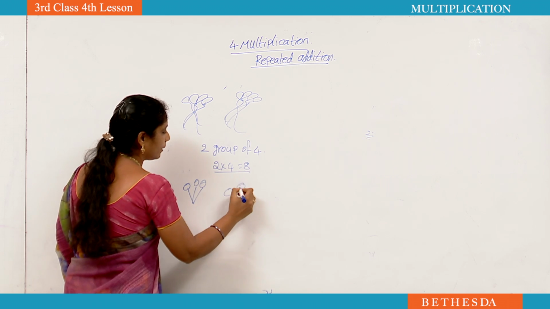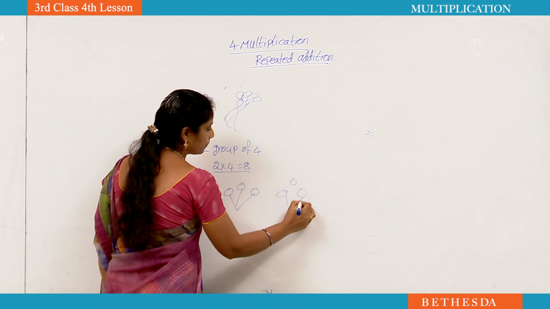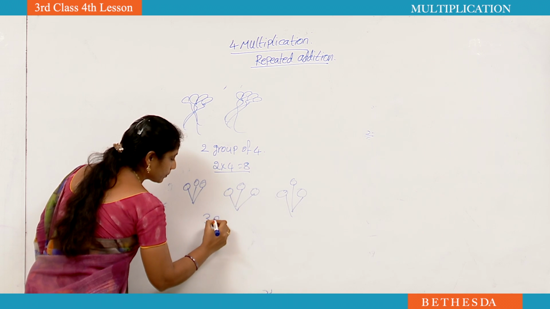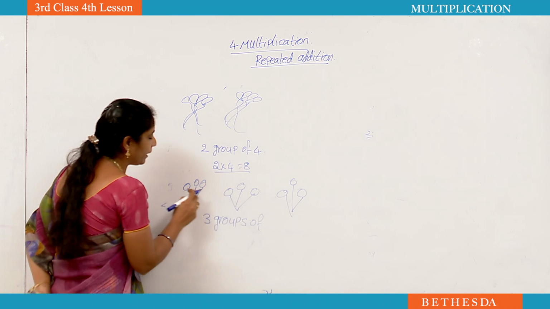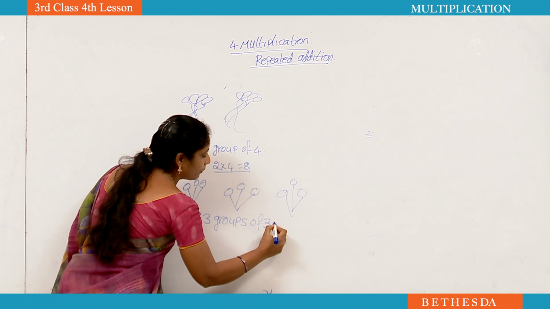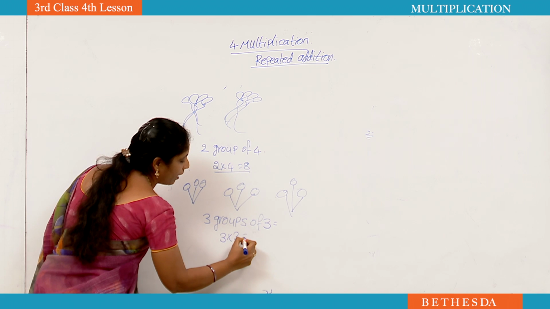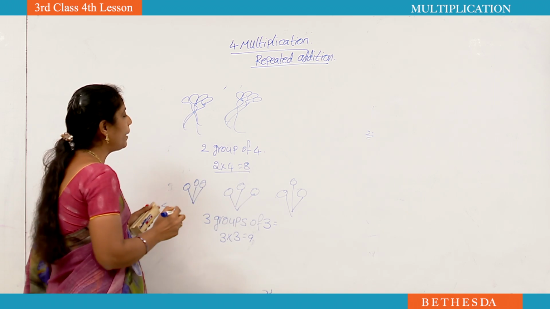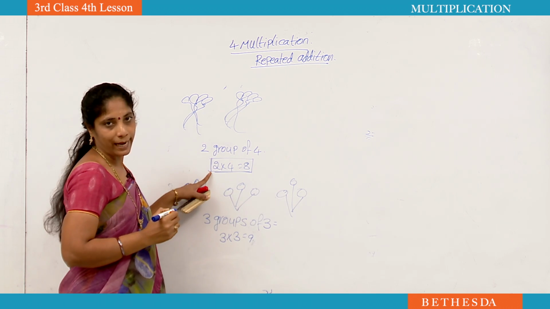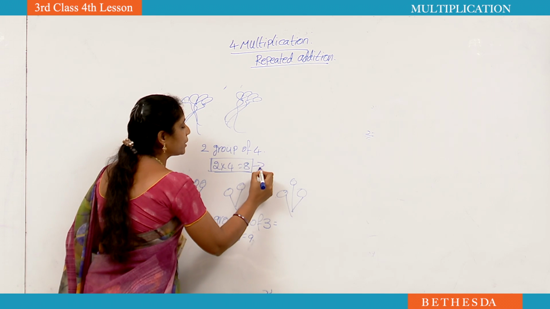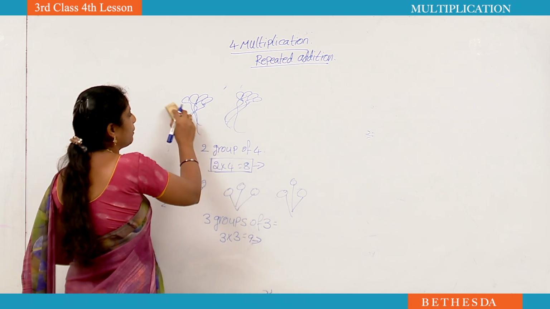Now like that only, see, I have lollipops. 3 lollipops and 3 lollipops. Here how many groups are there? Here 3 groups. 3 groups of. In each group how many are there? 3. 3 groups of 3. How to write the multiplication fact? 3 into 3. 3 threes are 9. See, by grouping, if you multiply a number, we will get a multiplication fact. This is called a multiplication fact. 2 fours are 8. 3 threes are 9. These are called multiplication facts.